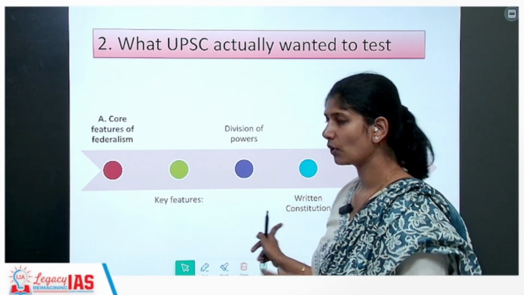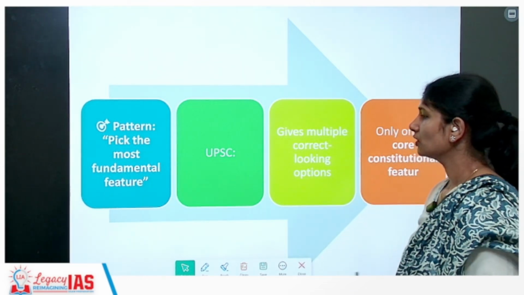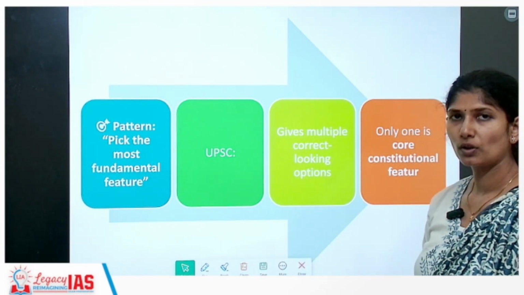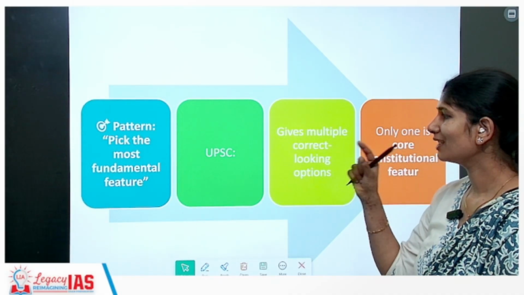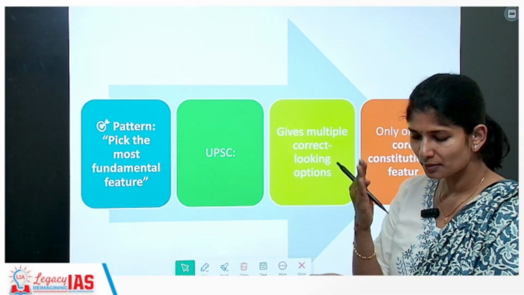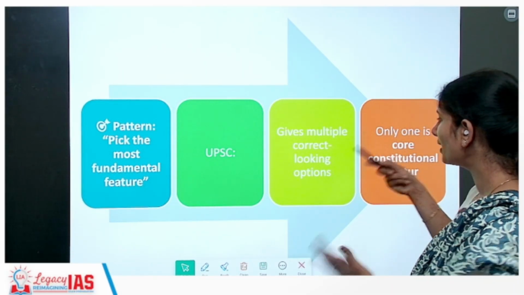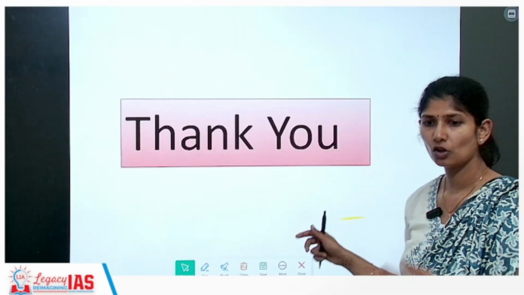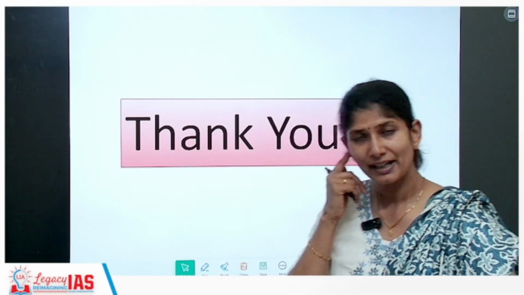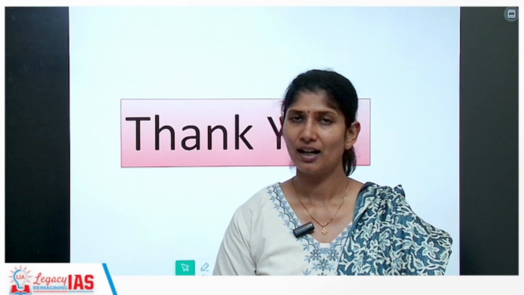Okay? Do not go into your nitpicking of your legalities. So the golden rule is pick the most fundamental or basic feature. This is what means federalism kind of features. Okay, it gives multiple correct options, but constitutionally if you see, it is more and more as to which is the accurate understanding.